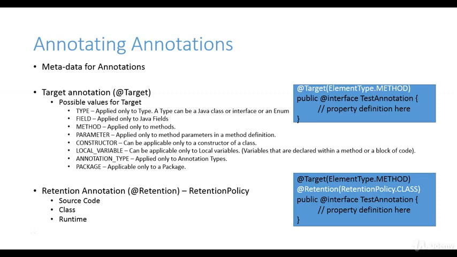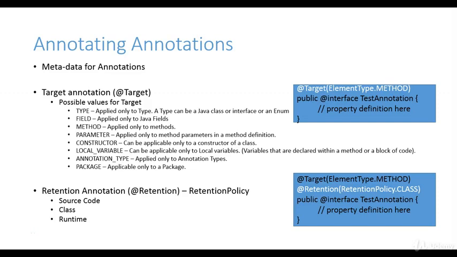And FIELD target is applied only to Java fields and even applies to enum constants. Then the METHOD target is applied only to methods. PARAMETER target is applied only to method parameters in a method definition. And CONSTRUCTOR target can be applicable only to a constructor of a class. We also have LOCAL_VARIABLE target, which can be applied only to local variables, that is, variables that are declared within a method or a block of code.